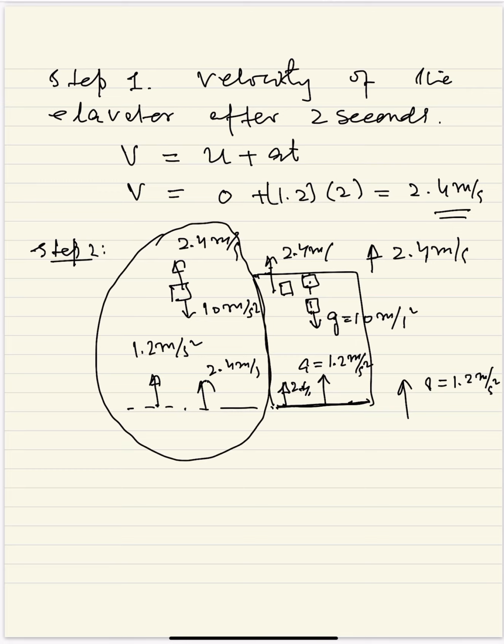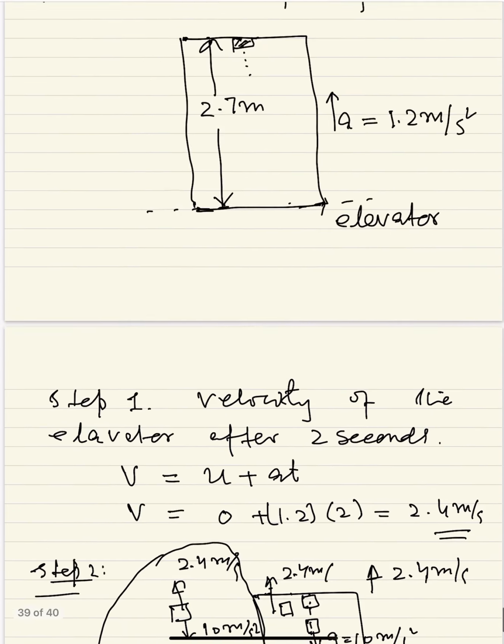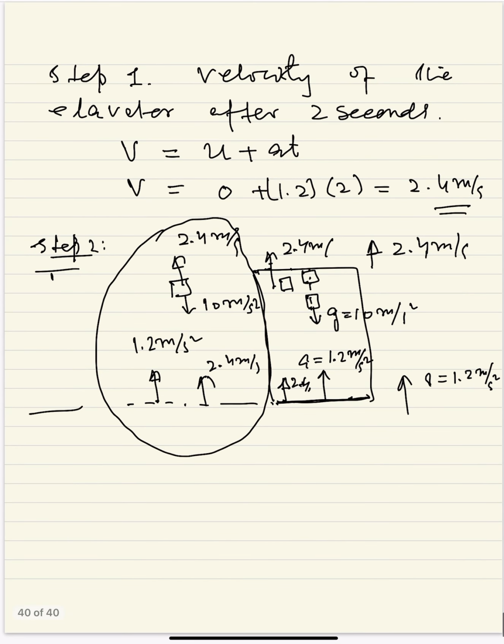So what we do? We have this situation now. And the distance between top and bottom is 2.7 meters. And the bolt has to cover this much of distance. But here the bottom is also accelerating upwards. The bolt is accelerating downwards. So relative acceleration will be more. So this is second part diagram.